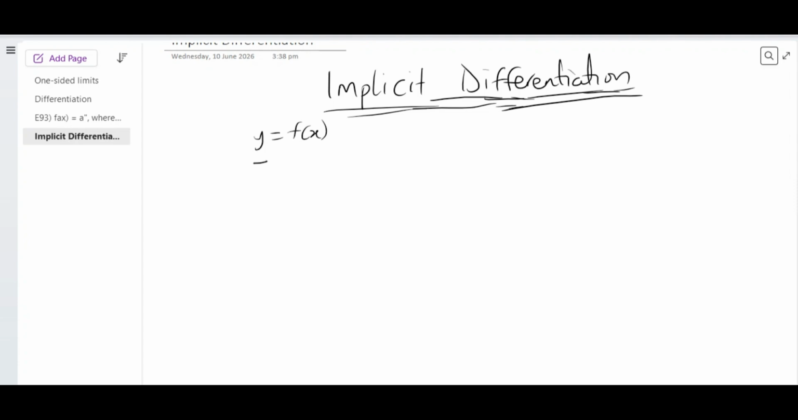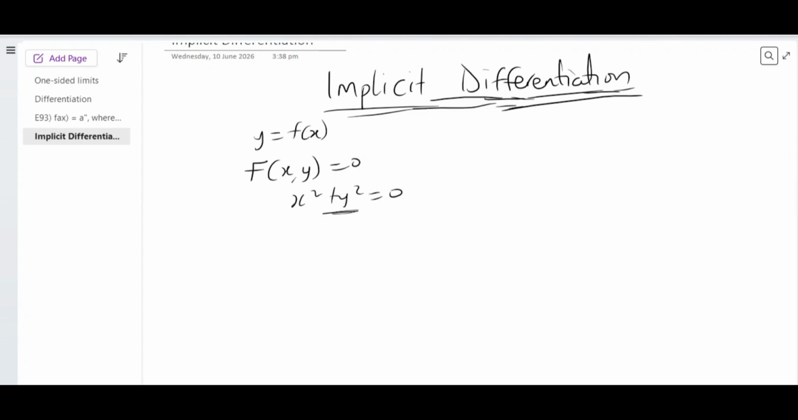But if I give you an implicit function like f of x, y equals 0, something that looks like this, x squared plus y squared equals 0, you may want to write y in terms of x, but that will lead you to two different equations because of the square root sign. And then it becomes a bit messy when you are doing the normal differentiation. So there is a way to differentiate implicit functions like these ones, and that is what we are going to look at.